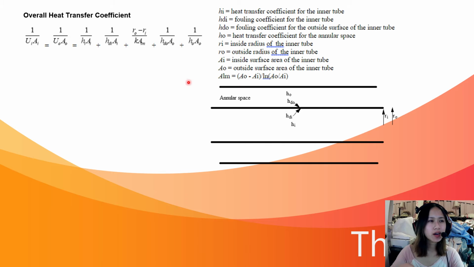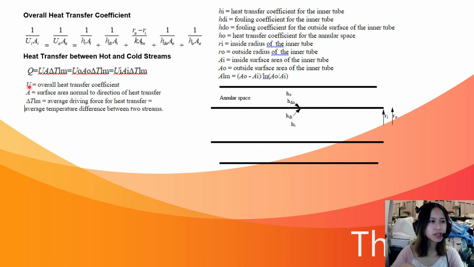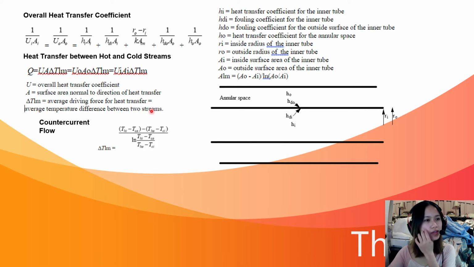The heat transfer between hot and cold streams is found in this equation, where U is the overall heat transfer coefficient, and A is the surface area normal to the direction of the heat transfer. Change in T_lm is the average driving force for heat transfer, averaging the temperature difference between the two streams, where the parallel flow is shown in this equation, plugging in the inner and outer fluid temperatures, and then the counter current flow is shown in this equation right here, and then you just plug it in.